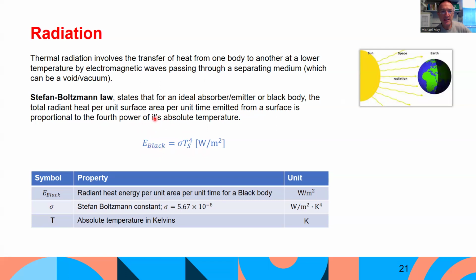To calculate the heat transfer from a perfect emitter or absorber, a material that absorbs or emits radiation perfectly, the equation is the Stefan-Boltzmann constant, which is a constant and will always be used, 5.67 times 10 to the power minus 8 watts per meter squared Kelvin to the power of 4, multiplied by the surface temperature to the power of 4. And we end up with watts per meter squared.